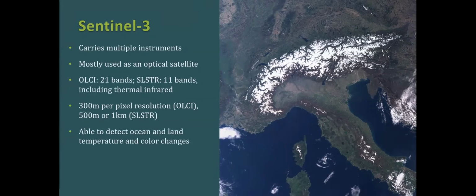Our next satellite is Sentinel-3. This one actually carries multiple instruments, and it's mostly used as an optical satellite. The OLCI instrument has 21 bands, and the SLSTR instrument contains 11 bands, and these include thermal infrared. The resolution is about 300 meters per pixel for OLCI and 500 meters to 1 kilometer for SLSTR. The main purpose of Sentinel-3 is to detect ocean and land temperature and color changes, but if you have a better idea, feel free to use it.